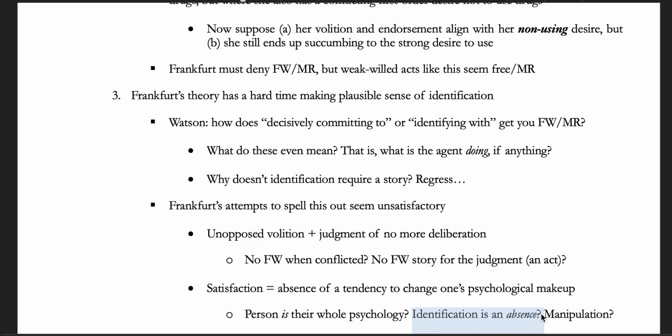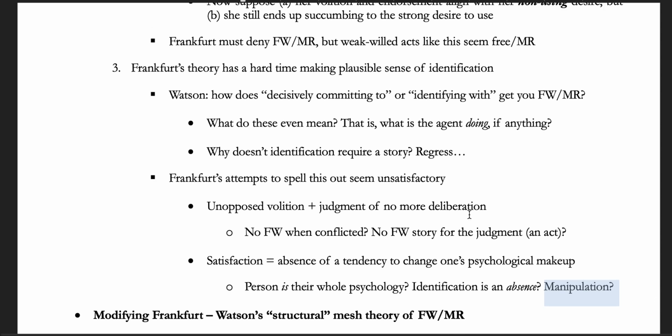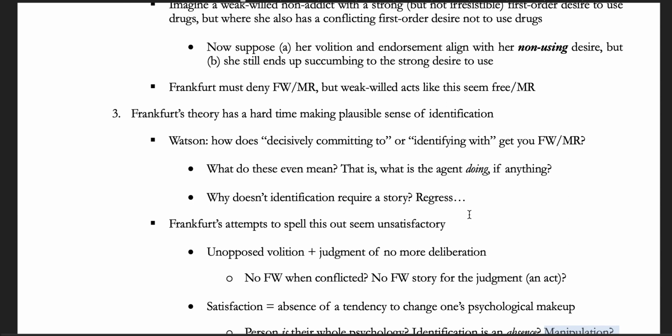It's a judgment or an evaluation or something like that. But identification is just the lack of something, which seems weird. But it also just seems like you can be manipulated into having a psychological makeup that doesn't have any inclination to change it. And so you still get manipulation worries here. So those are three problems to worry about.